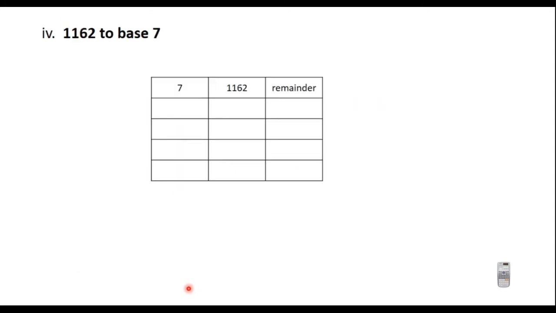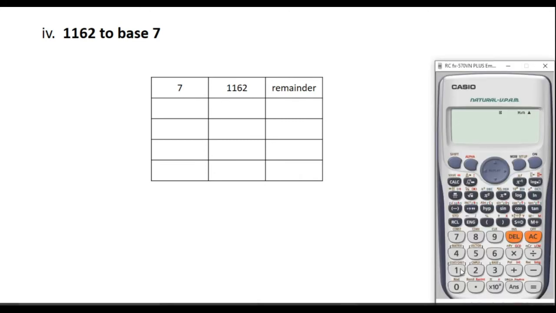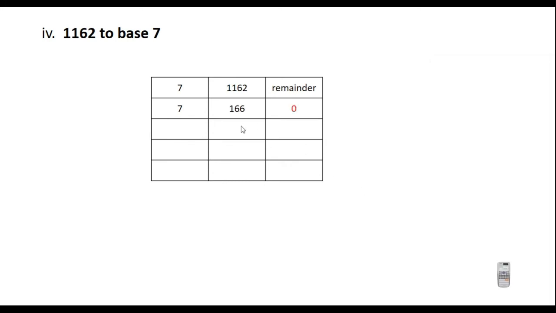Let's pick the last example. You are supposed to convert 1162 to base 7. So this is what you have to do. First, you divide 1162 by 7 on your calculator. So 1162 by 7 will give us 166. So you see, it's giving us 166 without a remainder. So it means that we have 166 as the whole number, remainder 0.